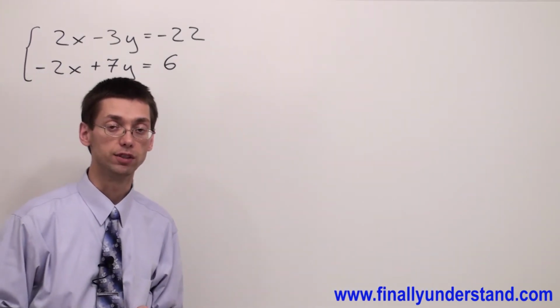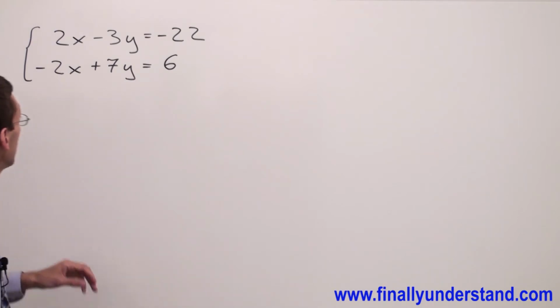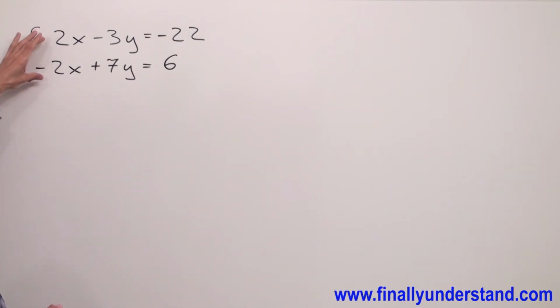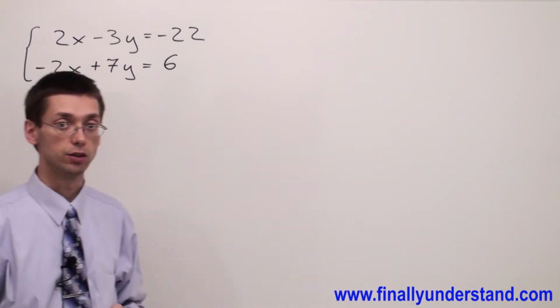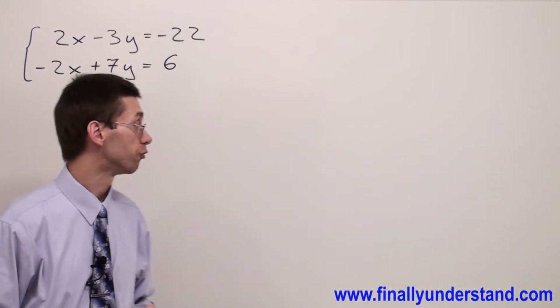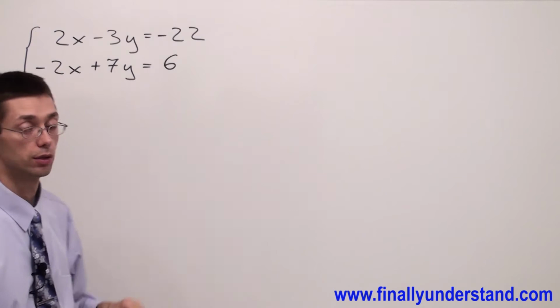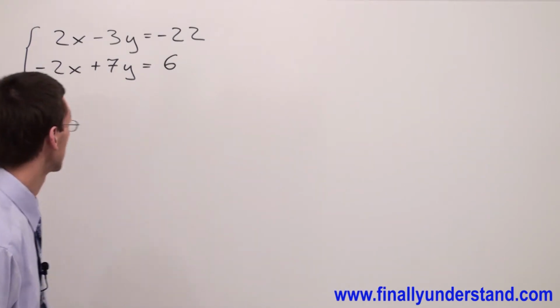So when we have different signs of the x coefficients, we're supposed to perform the addition. We're supposed to add the first equation to the second one. Now let's take a look at what will happen.